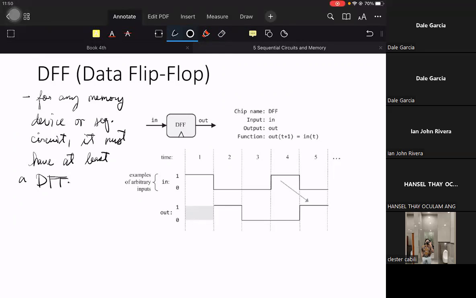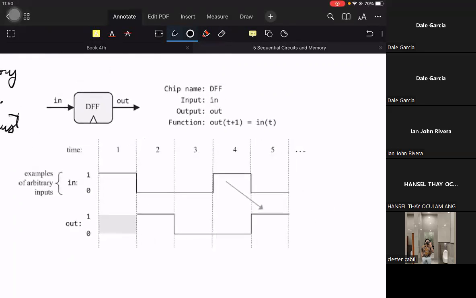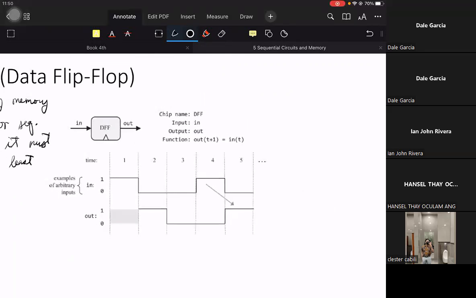for any memory device or sequential circuit to be called as such, for it to be able to store a state, it must have at least one data flip-flop. At least one, to introduce the notion of state storage. It introduces the delay, the capability to store the state.